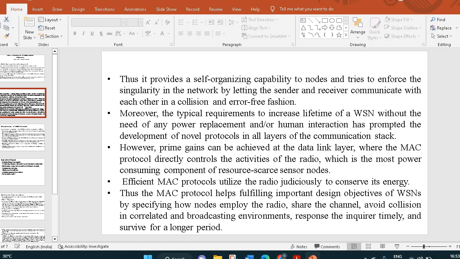Thus, the MAC protocol helps fulfill important design objectives of WSNs by specifying how nodes employ the radio, share the channel, avoid collision in correlated and broadcasting environments, respond to the enquirer timely, and survive for a long period.